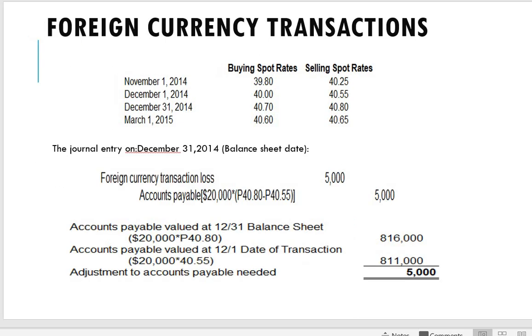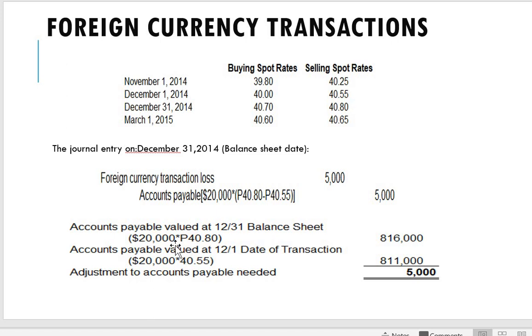On December 31, 2014, since we will prepare financial statements, we need to adjust. Since we have a monetary item, accounts payable, we need to adjust its value. The exchange rate differs from the transaction date rate of 40.55 to the closing rate, or the spot rate at the balance sheet date, which is 40.80. Since the direct exchange rate increased and we have an exposed liability, we have a loss of 5,000. That is the difference of 40.8 less 40.55 times the foreign currency amount.